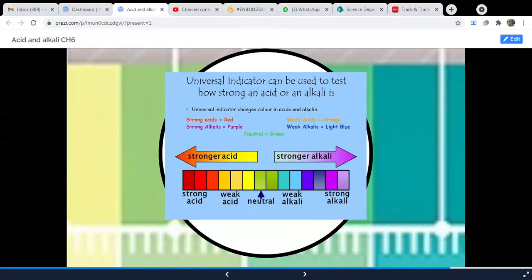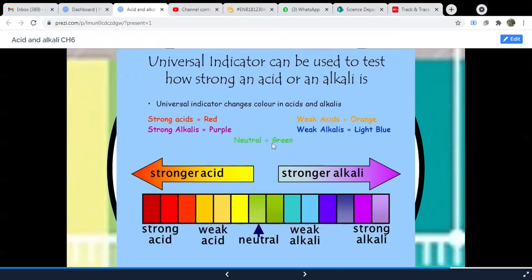So for today, we are going to watch a short video. As you can see on the slide, we will learn how universal indicator can be used to identify whether an acid or alkali is strong or weak.